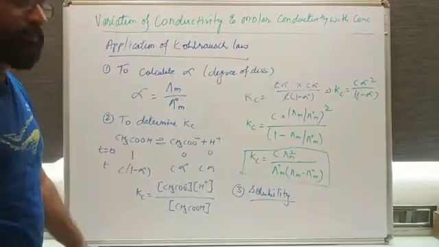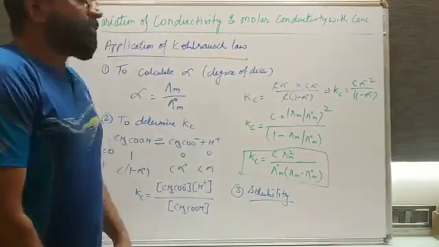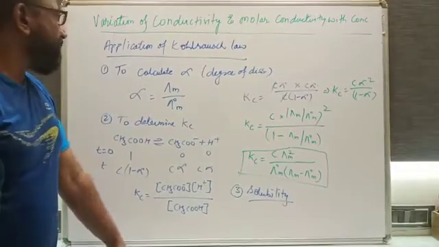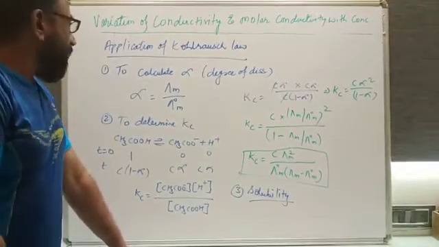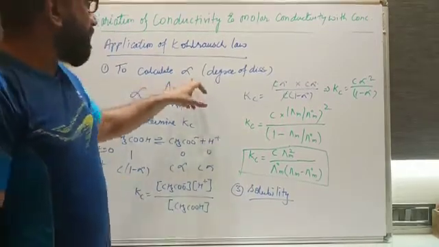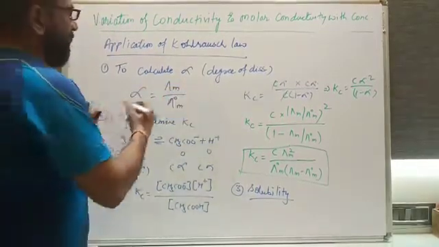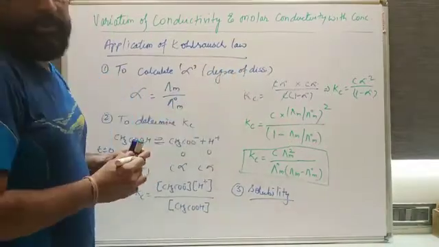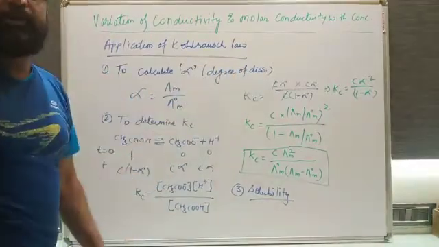Okay. Now, we have seen the Kohlrausch law. Now we'll discuss the applications of the Kohlrausch law. Basically, there are three applications. The first one is to calculate alpha. Alpha is the degree of dissociation. Degree of dissociation means how much an electrolyte has dissociated.